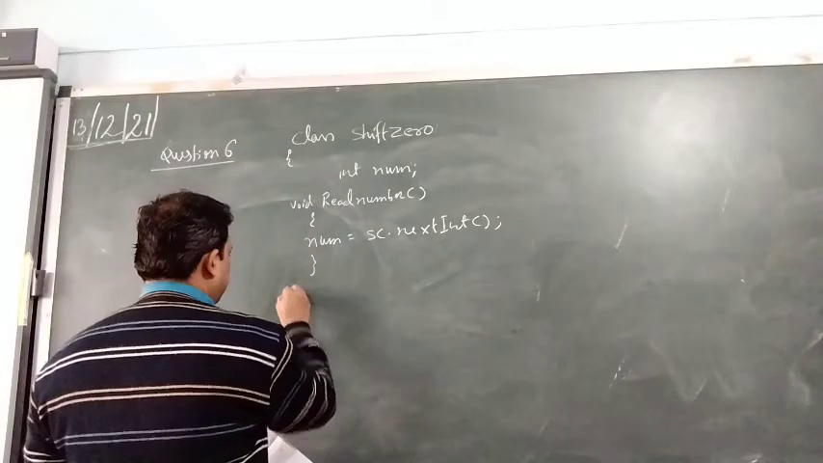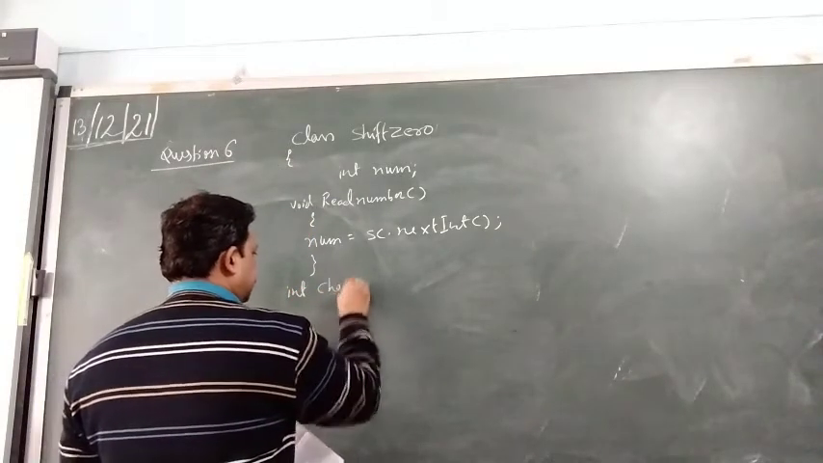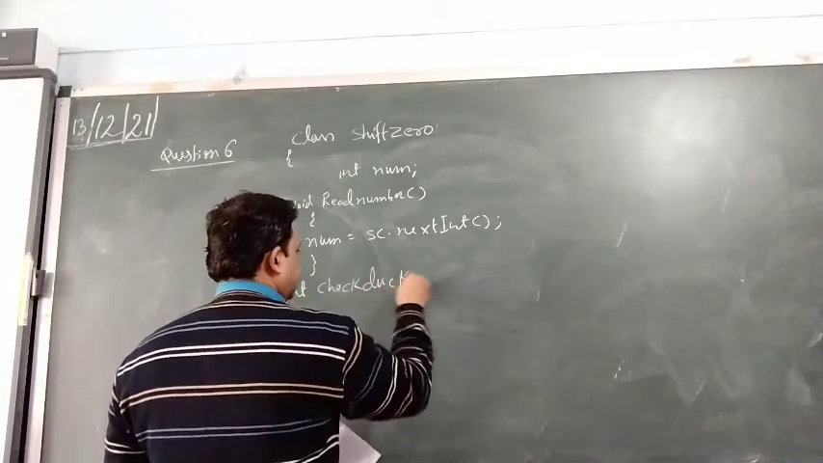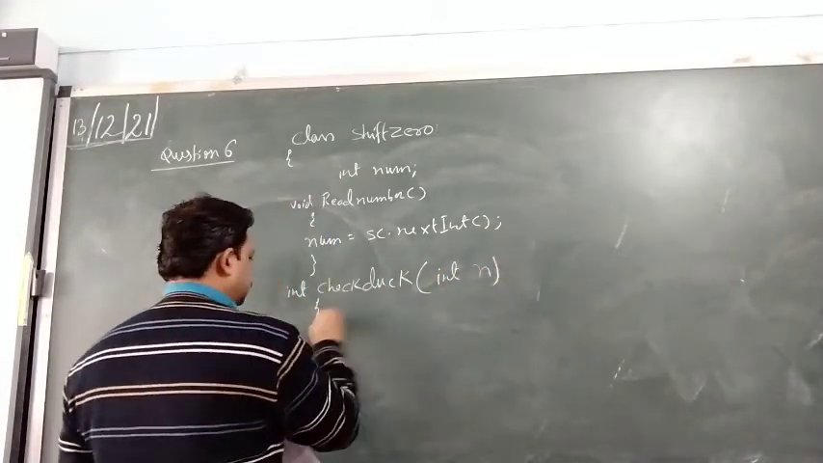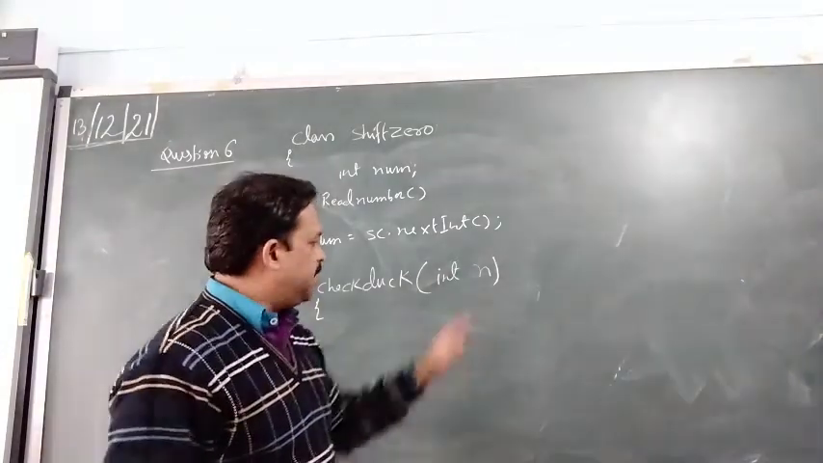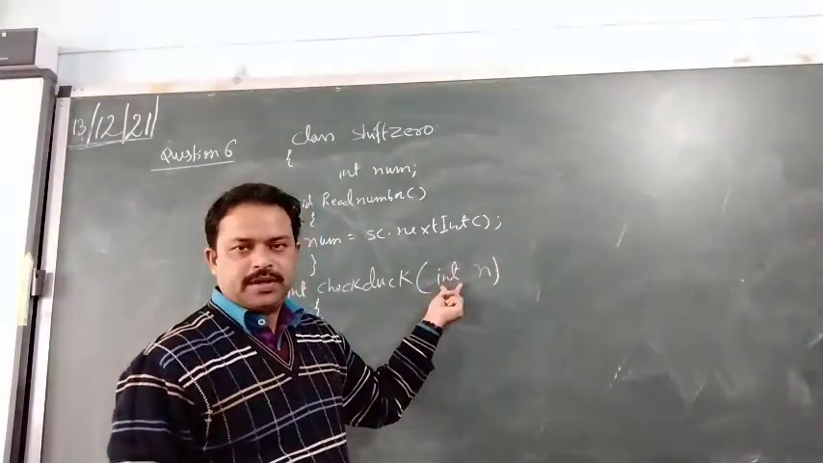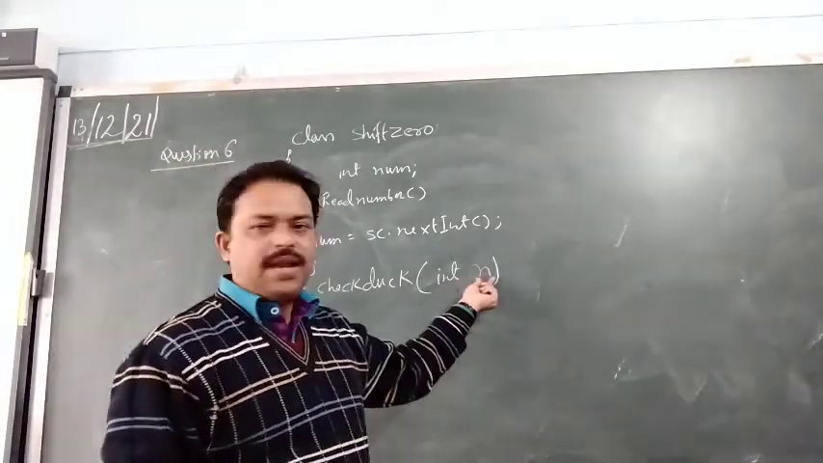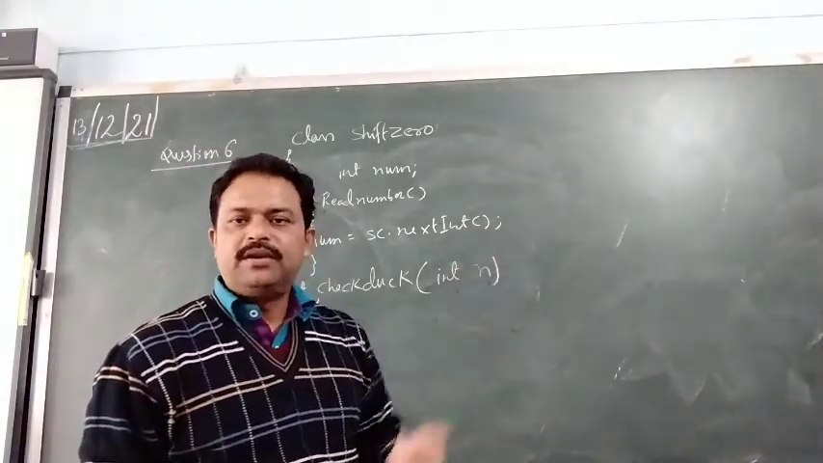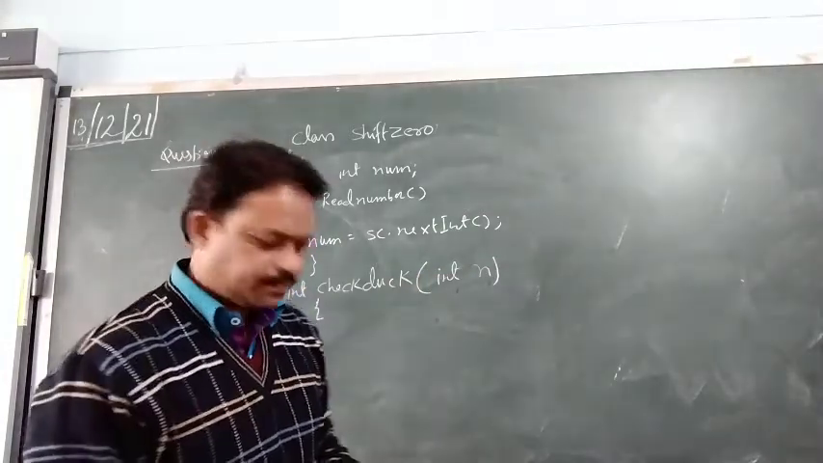So what is the function name? int checkDuck, int any variable. In the question paper it has been mentioned only int. It shows that it is a parameterized function. The variable has not been given, so you can define the variable yourself.